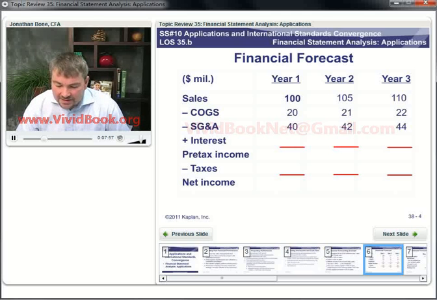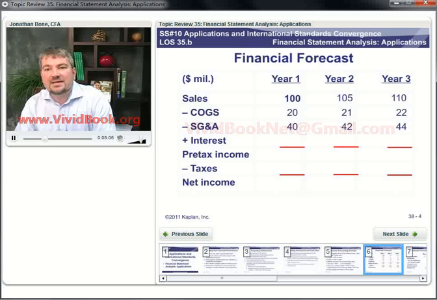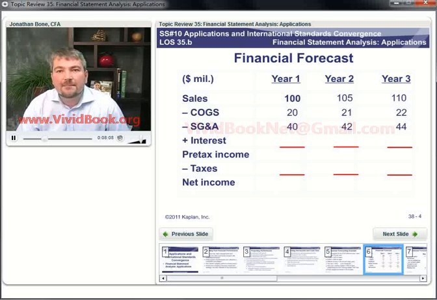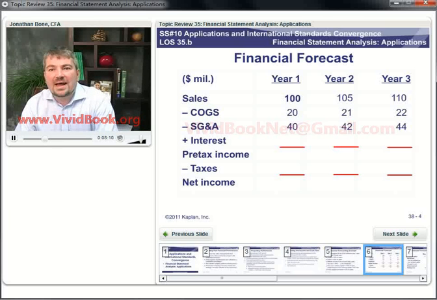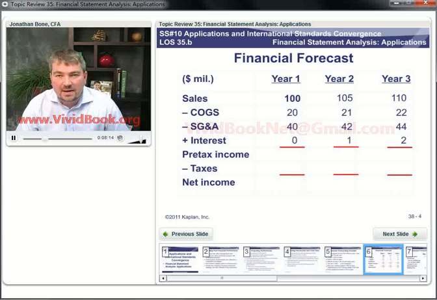You've then got our interest. And remember we said we're going to work out interest as 5% of opening cash. Now we haven't got any cash at the beginning of the first year, so cash in the first period is going to be 0. Now notice we have got interest in years 2 and 3, but we're going to have to look at the next slide to actually determine that. Because remember it's 5% of opening cash, so we need to know what opening cash is before we can actually establish that figure for year 2 and year 3 of 1 and 2 respectively.